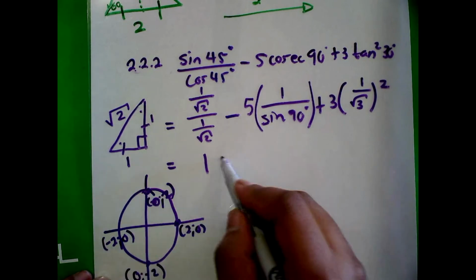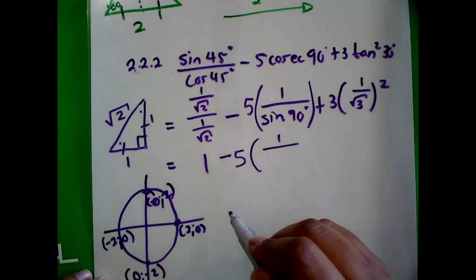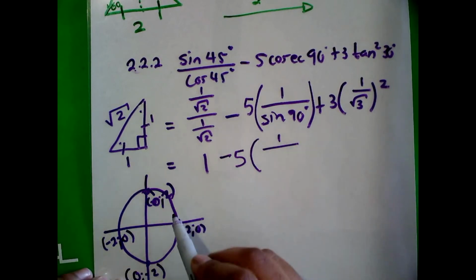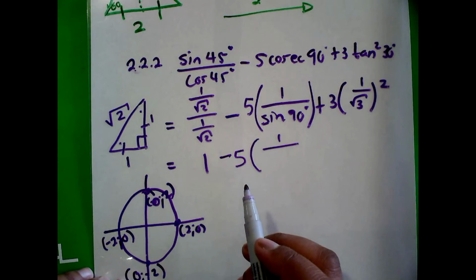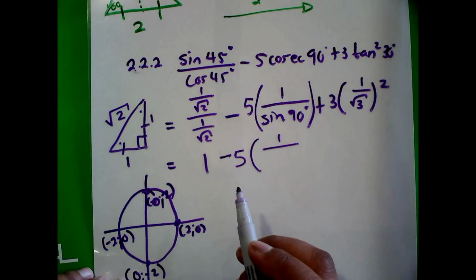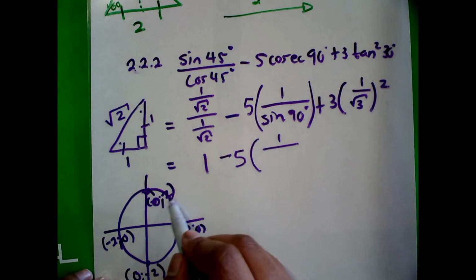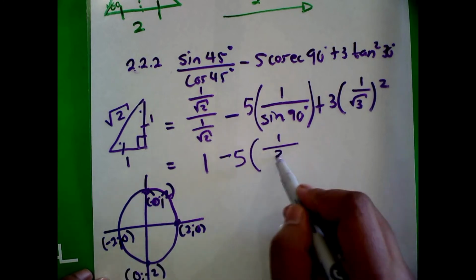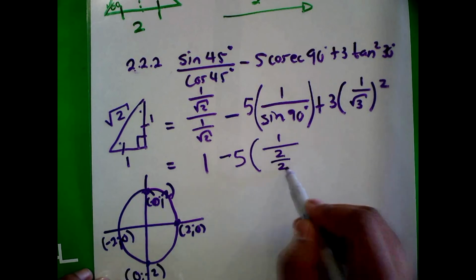So we say minus 5, 1 over, what is sine 90? Sine 90 is O over H. And what is O? My Y value. H is my R value. So what is my Y value here? 2. What is my R value? 2, because it's always a positive 2.